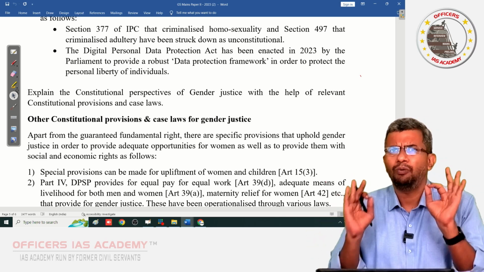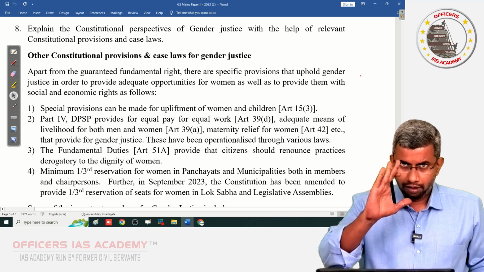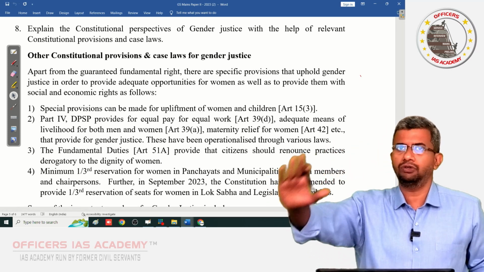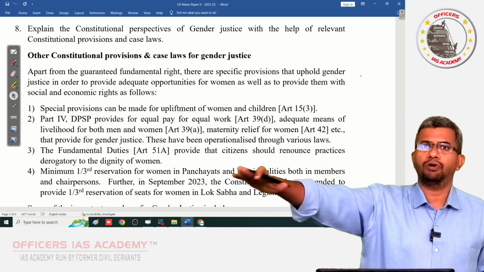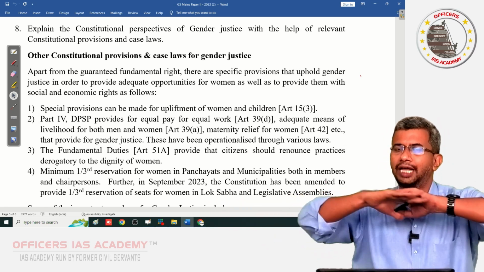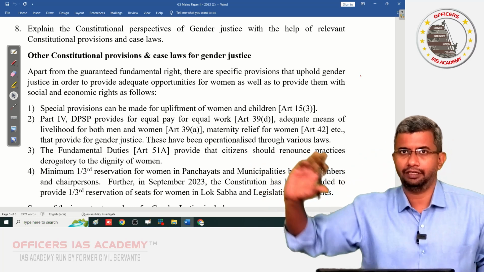But otherwise, what is gender justice? First, Article 15 and 16: no discrimination only on the basis of sex, no discrimination only on the basis of sex in public employment, and equality before law, Article 14. All these are applicable to both men and women. So that guarantees equality of women in our country. That will be the introduction that you will write.